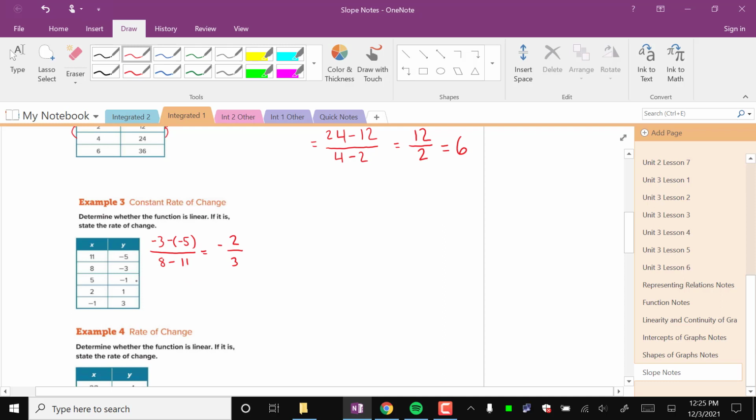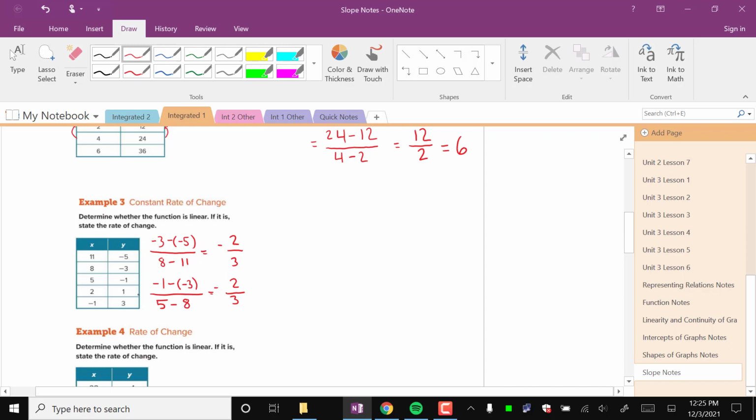Now we want to do the second one. Negative 1 minus negative 3 over 5 minus 8. Well, negative 1 minus negative 3 turns into a plus, so that gives you positive 2. 5 minus 8 is negative 3. So it's going to be negative 2/3.